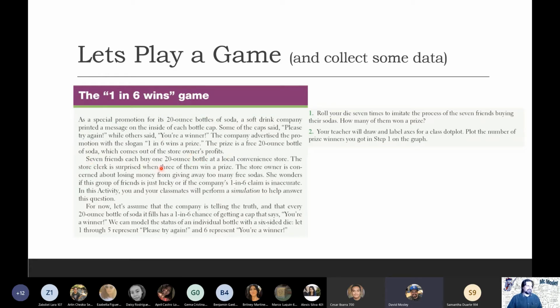7 friends each buy one 20-ounce bottle at a local convenience store. The store clerk is surprised when 3 of them win a prize. The store owner is concerned about losing money from giving away too many free sodas.